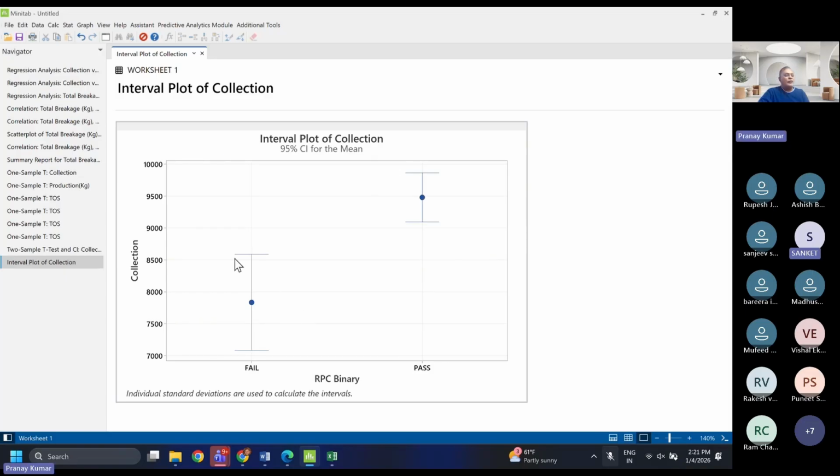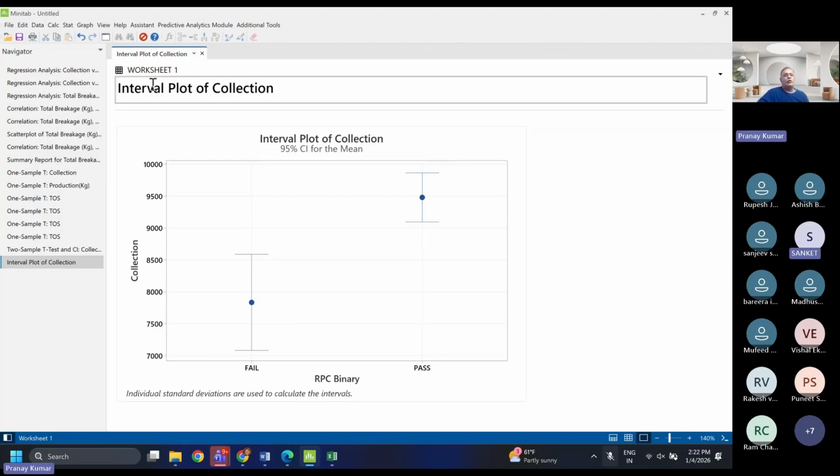So people who have not achieved their RPC target, their collection is less. People who have achieved their RPC target, their collection is more. Everyone with me? This is giving you the confidence interval of fail, confidence interval of pass. If their confidence interval were to overlap, it will be null. If the confidence intervals don't overlap, it will be alternate. What do I mean by overlap?